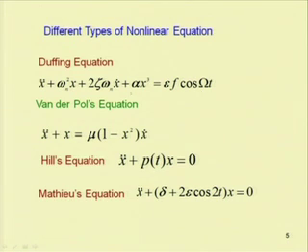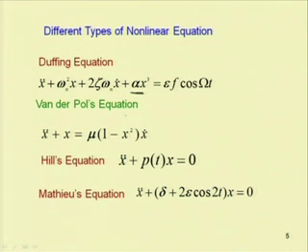Here alpha x cube is the nonlinear term added to the linear equation x double dot plus omega n square x plus 2 zeta omega n x dot equal to epsilon f cos omega t. Due to the presence of this nonlinear term alpha x cube, the system behavior will be nonlinear. Also, we have briefly studied the difference between linear systems and nonlinear systems.